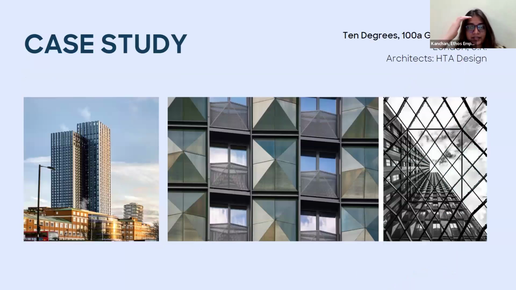Here is the first case study that you can look forward to, and you can also look this building up yourself. This is called 10 Degrees and it's in London, UK, designed by HTA Design. At a first glance itself, you can see the facade, how interestingly it has been made, and how these repeating elements appear, like these small balconies and these pyramidal, or octahedral elements.